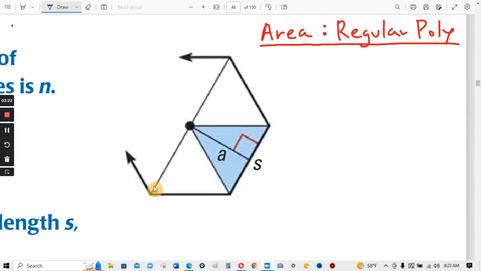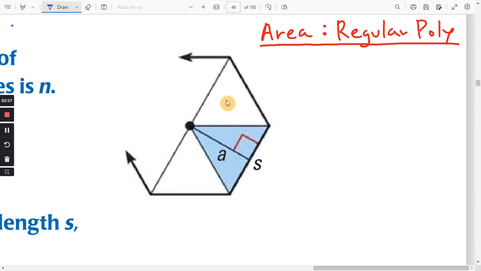So let's say you have a regular polygon and you divide the polygon into a handful of triangles. All of those triangles are going to have the same area because for the regular polygon, each side is going to be the same length. So each apothem is also going to be the same length and so on. So we know the area of a triangle. We can see the area of this triangle here in blue.